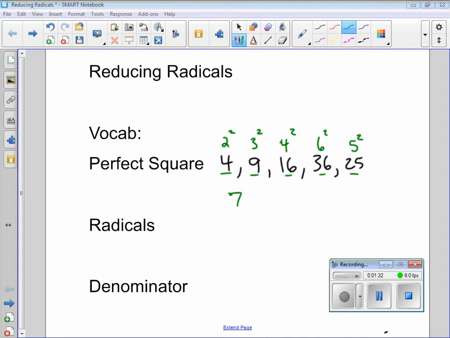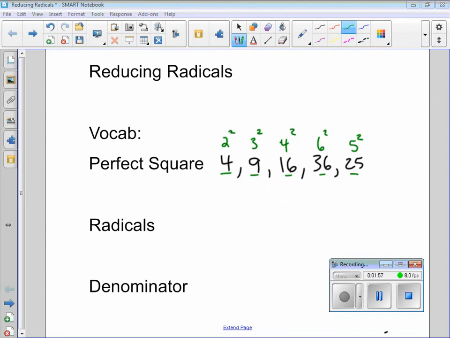7 is not a perfect square because when I take the square root of 7, in my mind I'm like, what do I multiply times itself to get 7? Nothing I can think of. And if I did that on my calculator, I'd find out it's probably around 3.6 or something like that. So when I take the square root of a number and it turns out to be a decimal, it's not a perfect square.